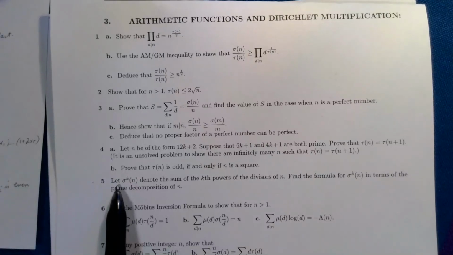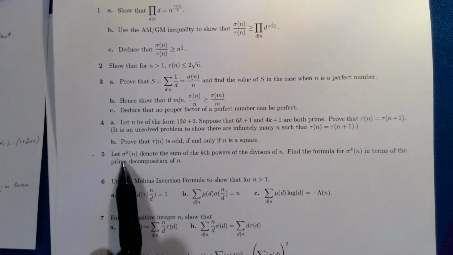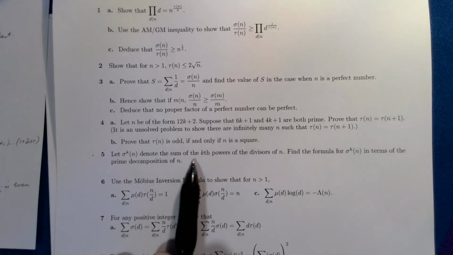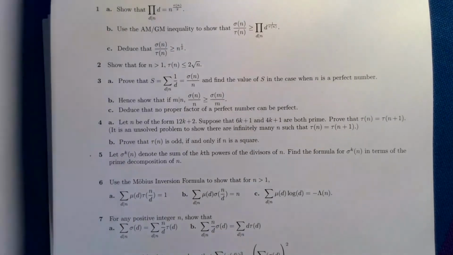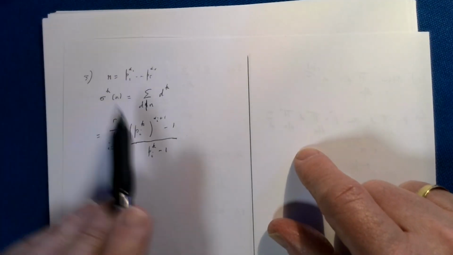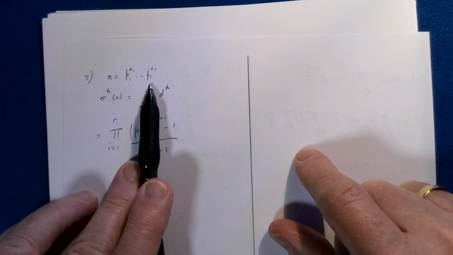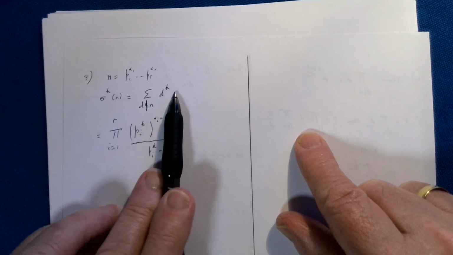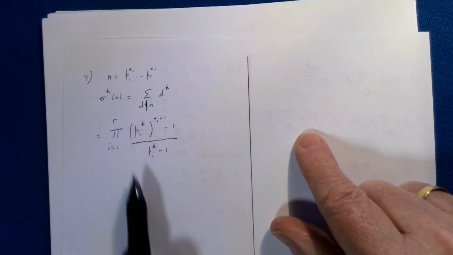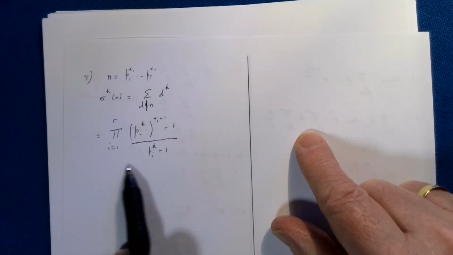Final one here, question 5 for this section, is another extension. So we've got sigma to the k of n, which denotes the sum of the kth powers of the divisors of n, and we want to find a formula for that one. Now I'm just going to tell you the answer for that one, because you do it exactly the same as we did in the other recording. So there's the prime factorisation of our n, and sigma to the k of n is the sum of the kth powers of the divisors of n, so it's just that sum, and then it equals this thing here.